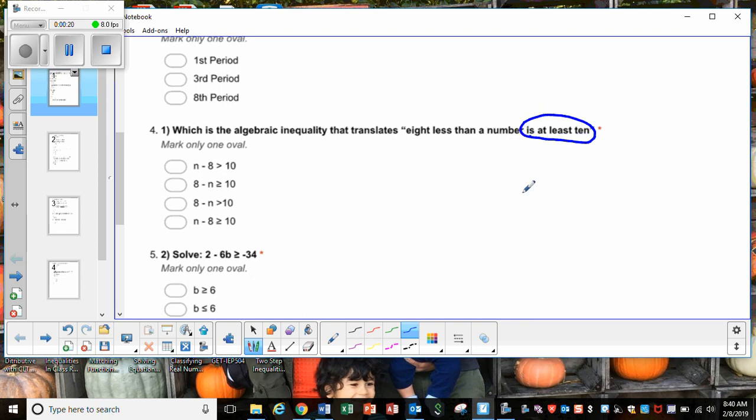That's going to be my inequality symbol. And then I'm going to box the than and underline everything after than, because that's going to tell me the order in which I translate. So this part comes first, a number. So you can choose any variable, such as x. 8 less, that's going to come second. 8 less means minus 8. And then is at least 10, that's going to be greater than or equal to 10.